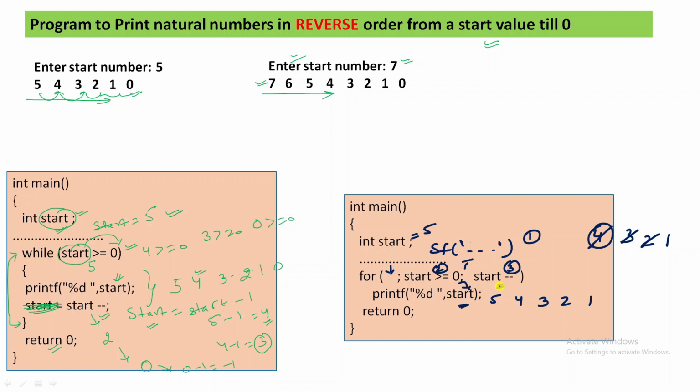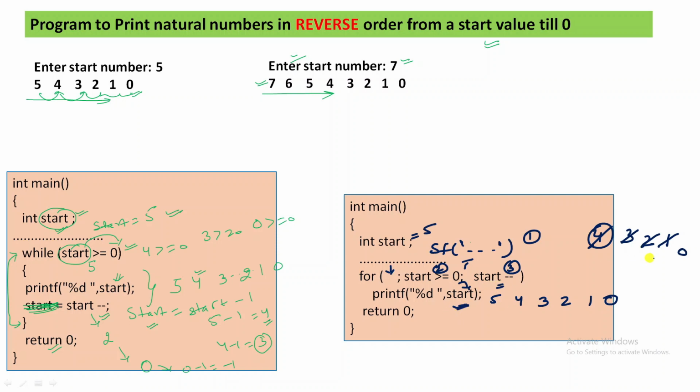Then again start minus minus, that is 1 reduces to 0, but 0 is equal to 0. You have written equal to here because you have to print 0 also. So 0 is equal to 0, yes. So you will print this via this print statement.